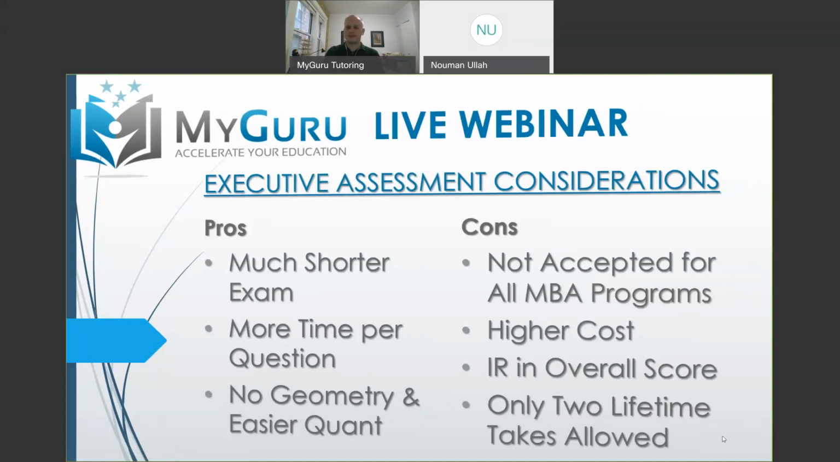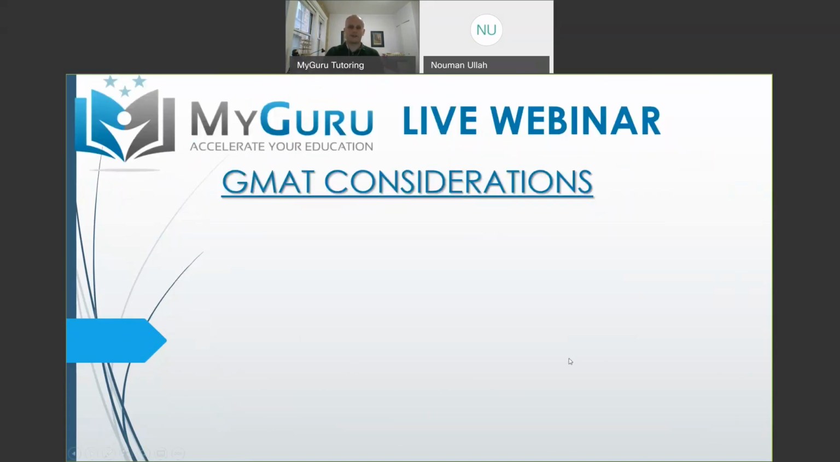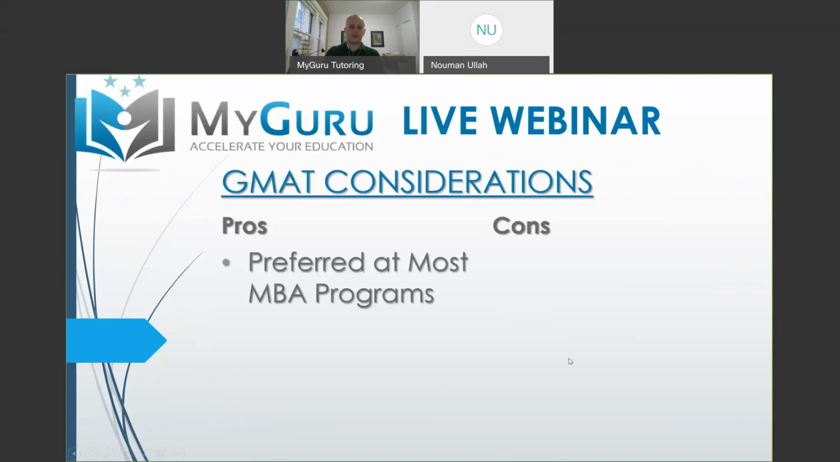So, considerations. And again, some pros and cons. Of course, the biggest pro about the GMAT is that it is simply the preferred exam. Whether it's the GMAT, the executive assessment, or even the GRE, the GMAT is just going to be the most highly weighted exam. So if you do better on the GMAT, it looks better than anything else. But again, there's just more prep that's probably necessary for that. And part of it is because you have a longer exam and you have longer sections. It's just the nature of it.